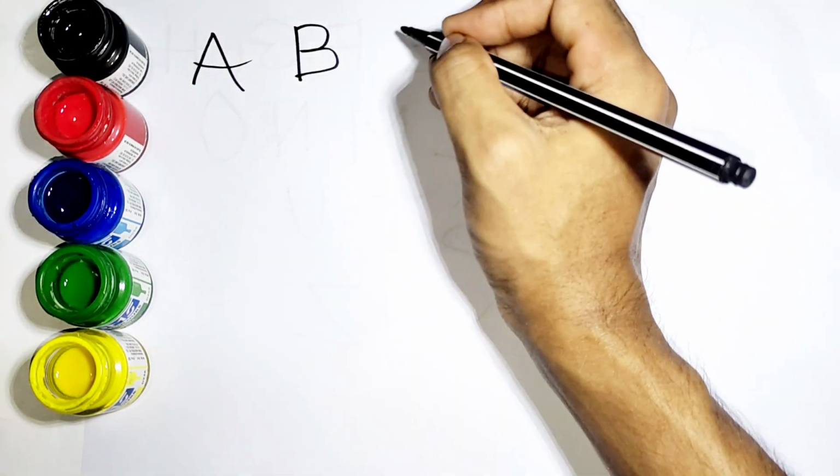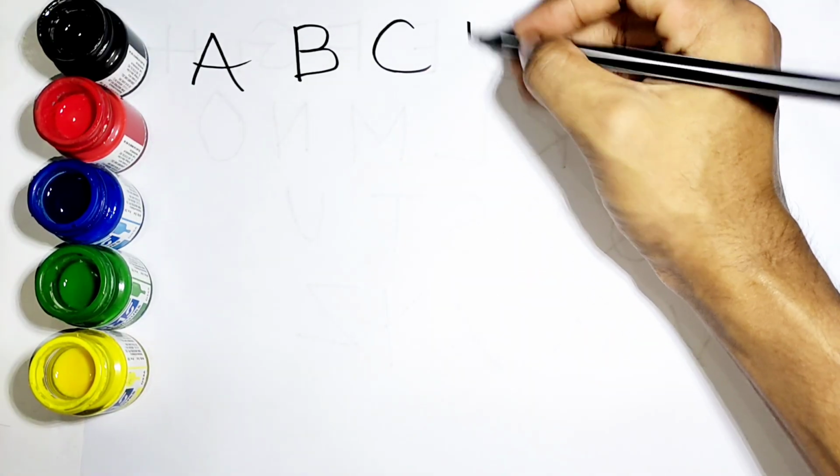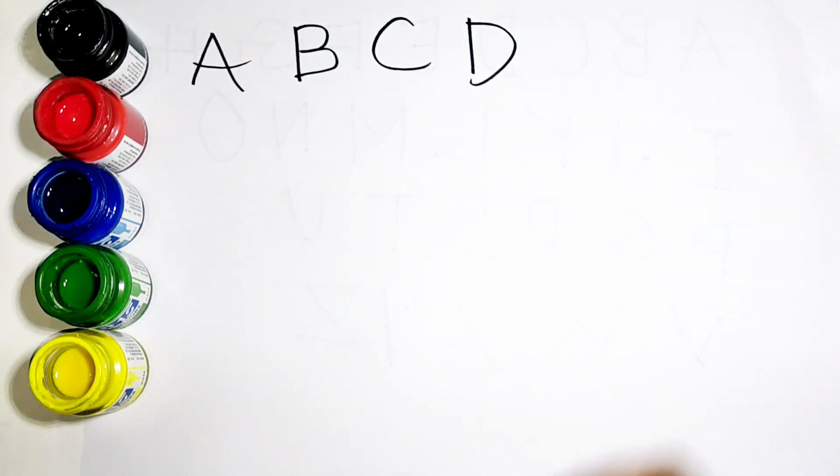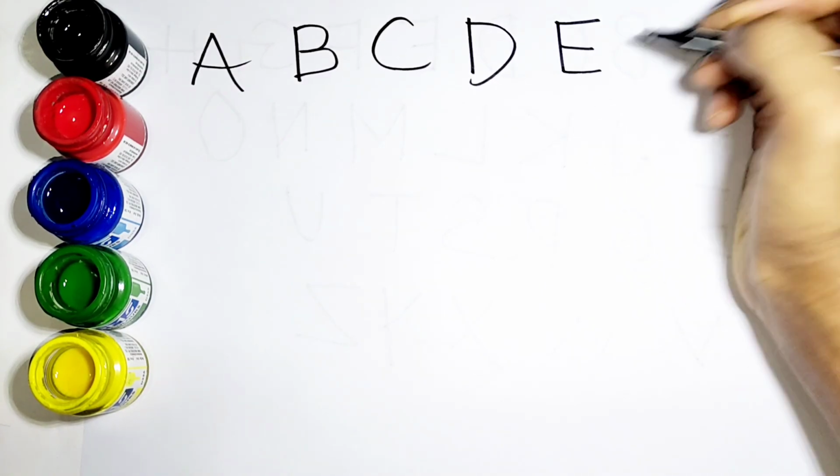Kids, the next one is C. C for cow, C for cat. The next one is D. D for dog, D for doll. And the next one is E.